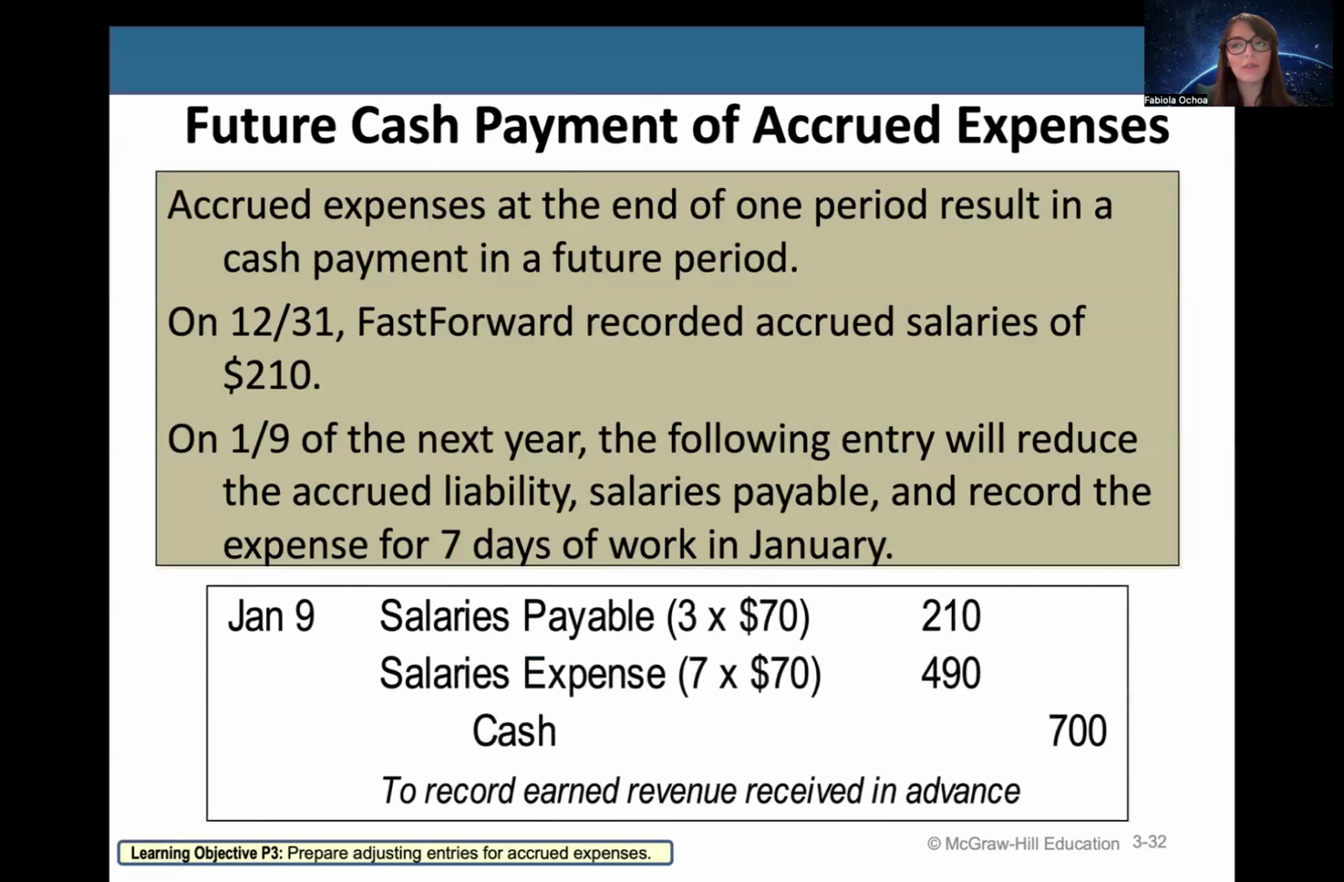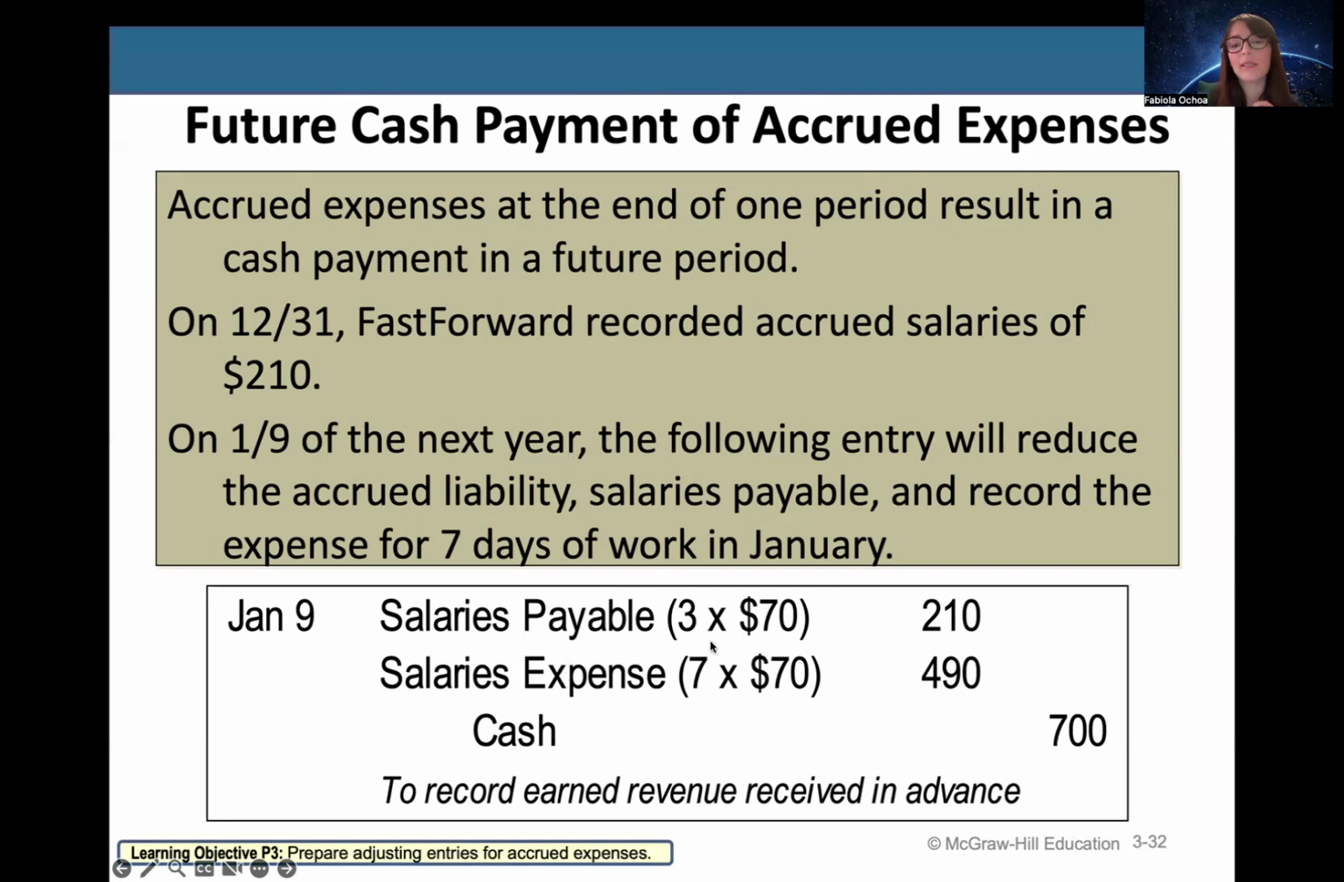Now, this is where a lot of students get lost, so please take your time with this. We are debiting salaries payable for 210 because we are getting rid of the liability. At 12/31, we said, hey, we owe our employees $210. Well, now that it's January 9th and you're about to pay them their paychecks, you are going to get rid of this liability because now you are saying, hey, I no longer owe my employees this money. I am paying them now.